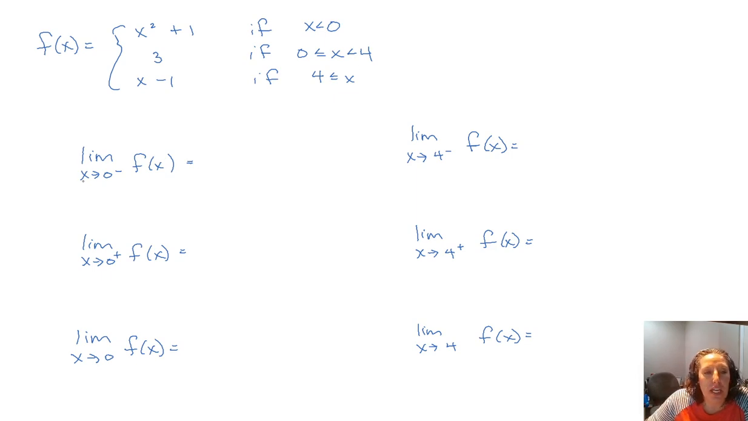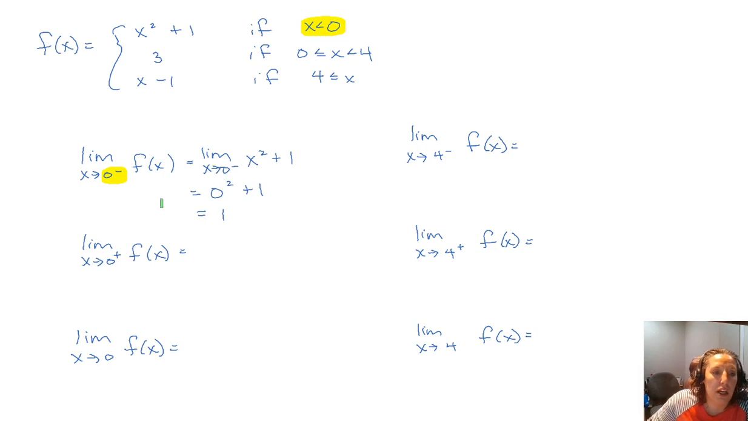So the first thing we're going to do is take the limit as x approaches 0 from the left. If we are looking at from the left, that means we are always less than 0. So that means we're always in this first category, so our function f of x is always going to be equal to x squared plus 1. As we approach that from the left, we can plug in 0 for x, and we get that that limit is equal to 1.